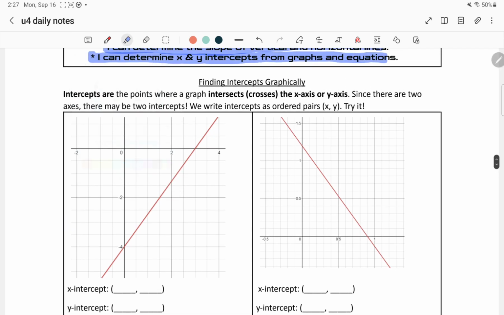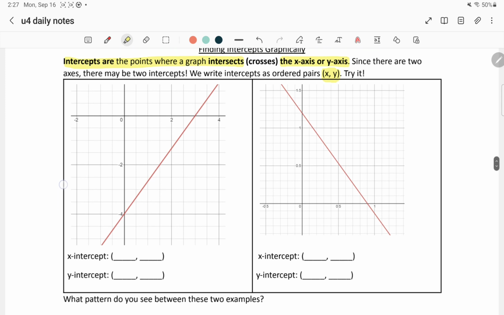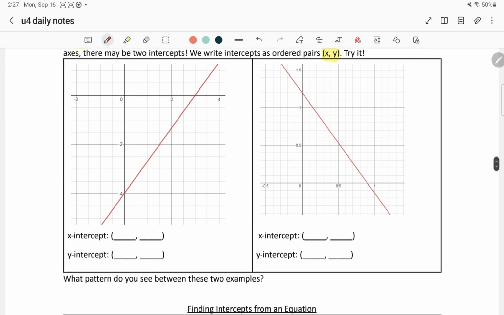Okay, remember your intercepts are the points where a graph intersects, shocker, the x and y axis. Since there are two axes, there could be two intercepts. We always write intercepts as ordered pairs, so x value, y value. Let's see what points they end up being.